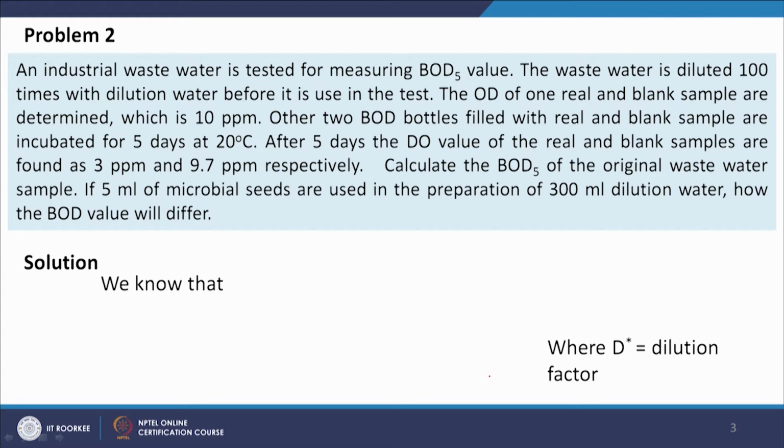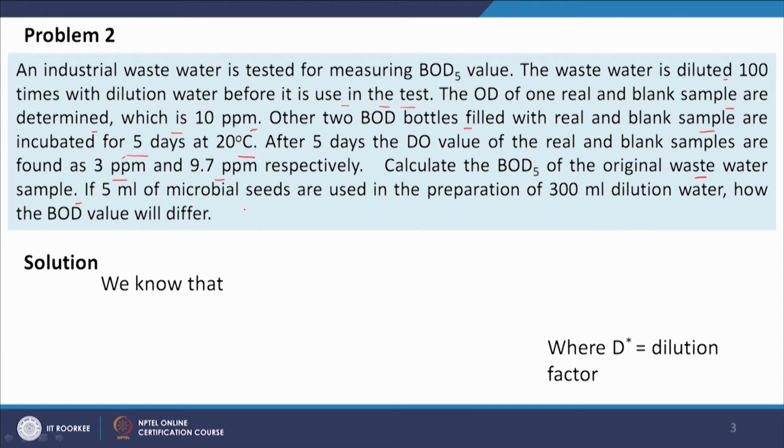So, problem number 2, the statement is an industrial wastewater is tested for measuring BOD5 value. The wastewater is diluted 100 times with dilution water before it is used in the test. The DO of one real and blank sample are determined, which is 10 ppm. Other 2 BOD bottles filled with real and blank samples are incubated for 5 days at 20 degree centigrade. After 5 days, the DO value of the real and blank samples are found as 3 ppm and 9.5 ppm respectively. Calculate the BOD5 of the original wastewater sample.